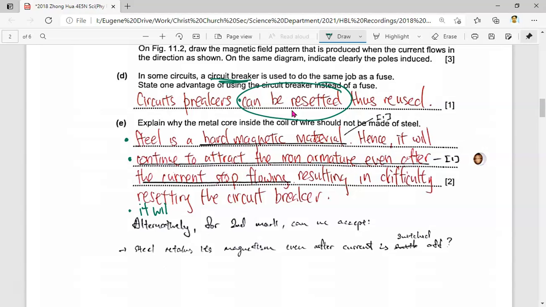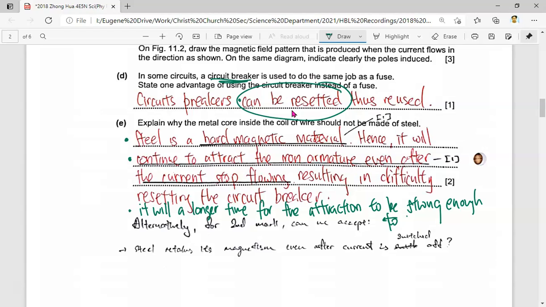it will take a longer time for the attraction to be strong enough to break, to cause the circuit to be open.